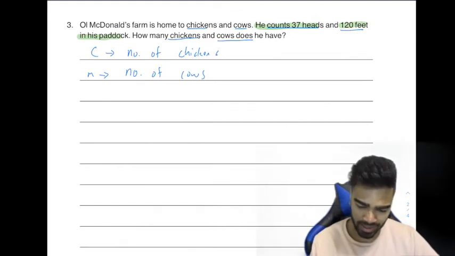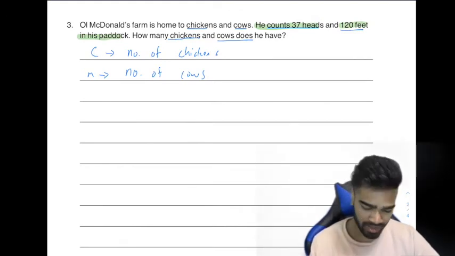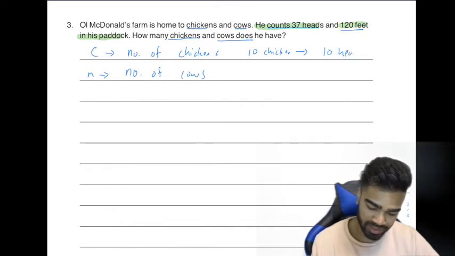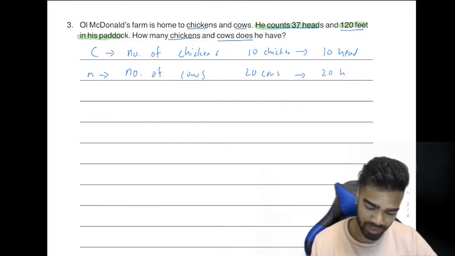Okay, let's think about that. So how many heads do chickens have? Well, a chicken has 1 head. So if there's maybe 10 chickens, then you're going to have 10 heads from the chickens, because a chicken has 1 head. Then if you have maybe 20 cows, well, then you're also going to have 20 heads.